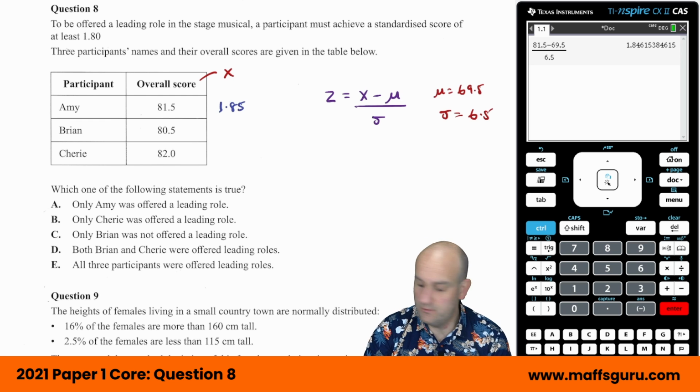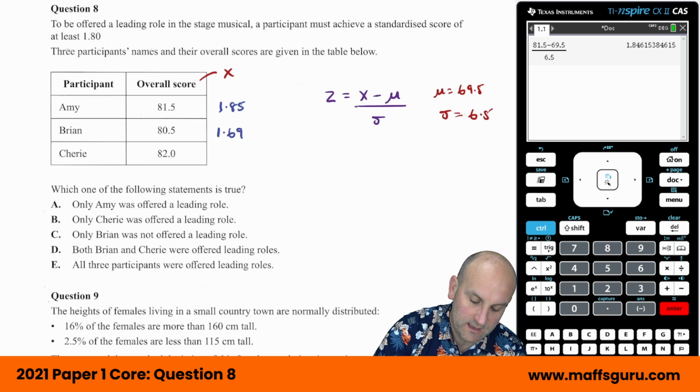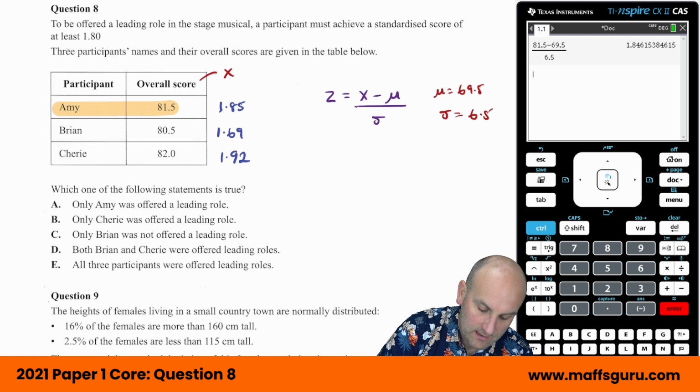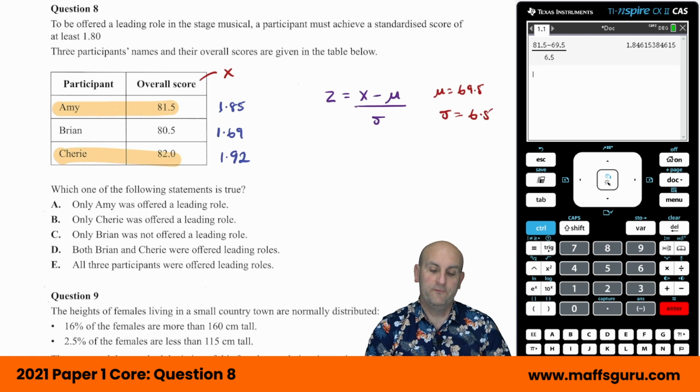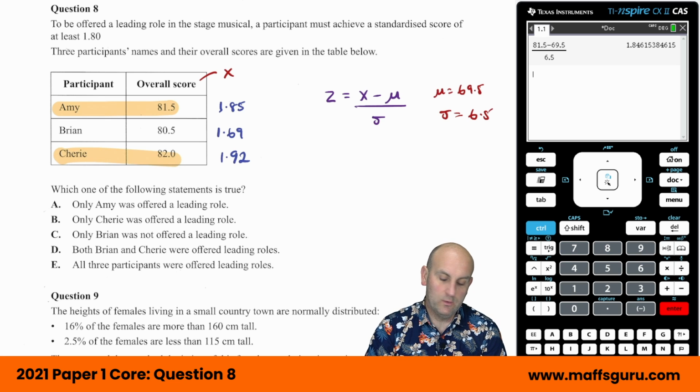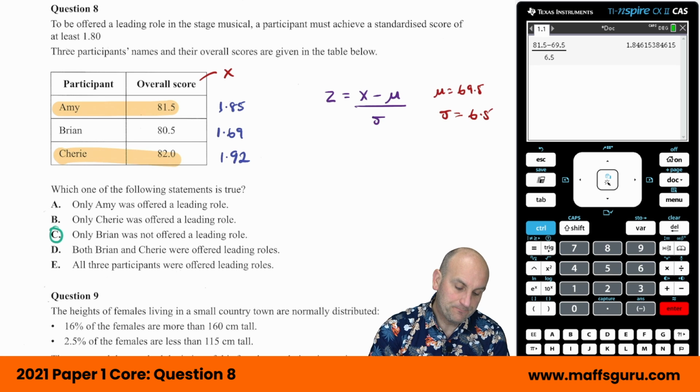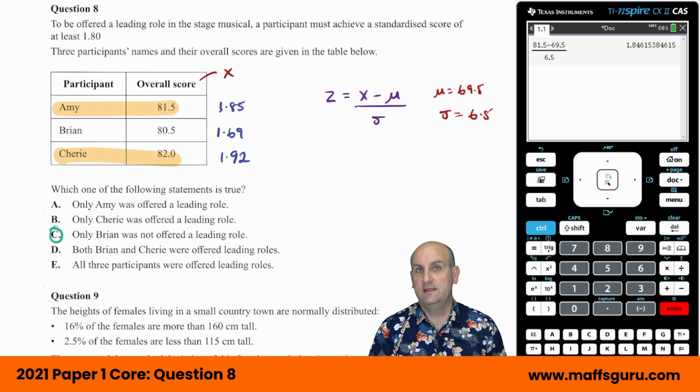When I continued, Brian worked out to be 1.69, and Sherry 1.92. So we now know that Amy and Sherry will be offered leading role places. So which of the following statements is true? Well, as it turns out, C, that Brian was not offered a leading role, was the correct answer.